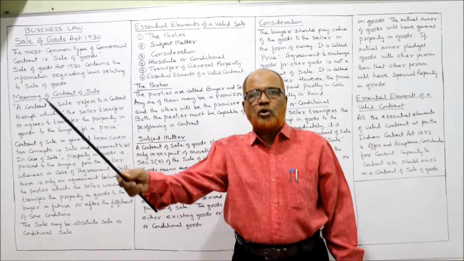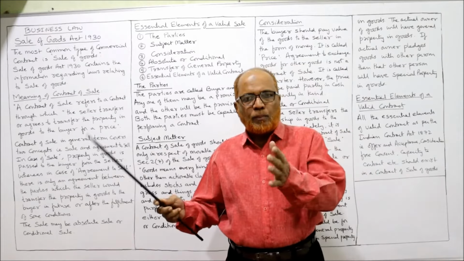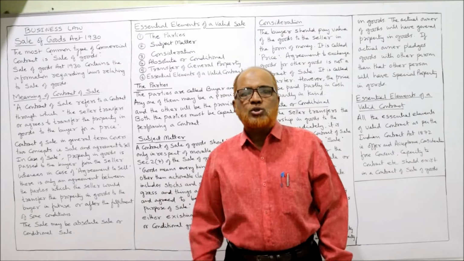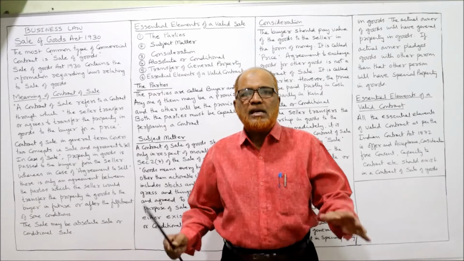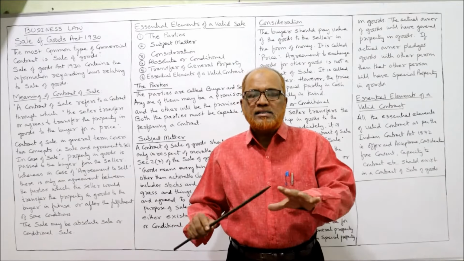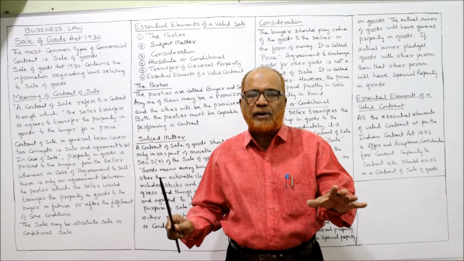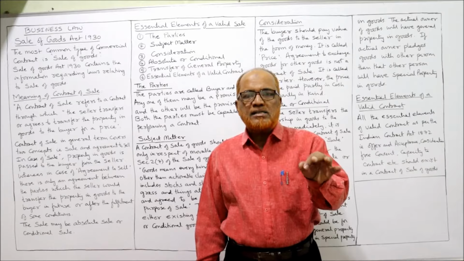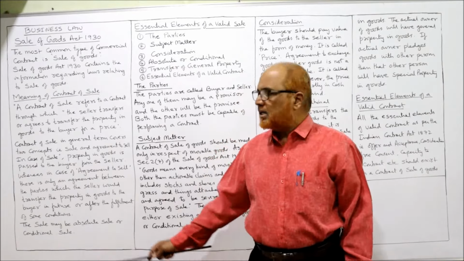For example, if you go to purchase a television, you are paying the price to the shopkeeper and the shopkeeper is giving you the television. That means immediately the consideration is passed, immediately the promises are completed, obligations are completed, sale is over. So when both the parties have completed their obligations immediately, it is called a sale.